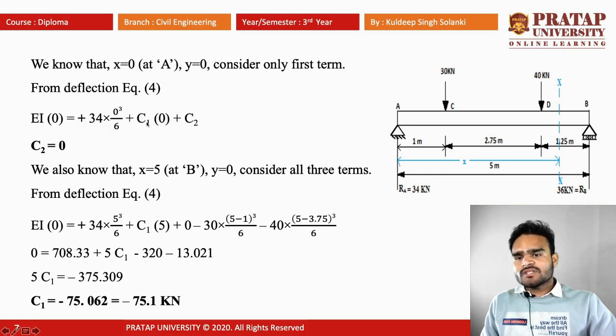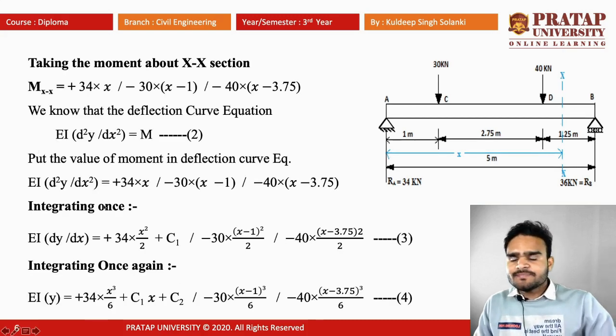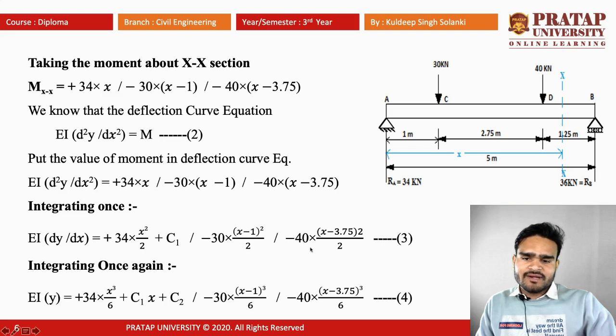Now after solving this equation, we get the value of C2 equals 0. Now see in this figure, this is our slope equation or moment equation. This is the first term of moment, this is the second term of moment, and this is the third term of moment. The range of the first term of moment is A to C. If we are taking distance x from A to C, then we use only the first term.